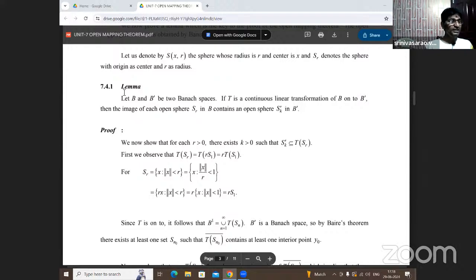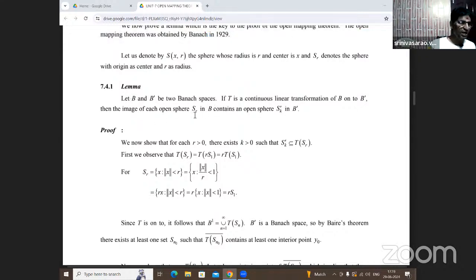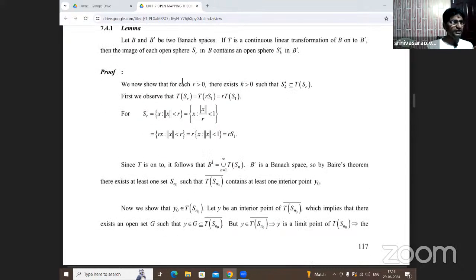What is that theorem? The open mapping theorem completely depends upon the lemma. The lemma is the basis of the open mapping theorem. According to this statement, we will discuss the open mapping theorem. First of all, you have to see this.